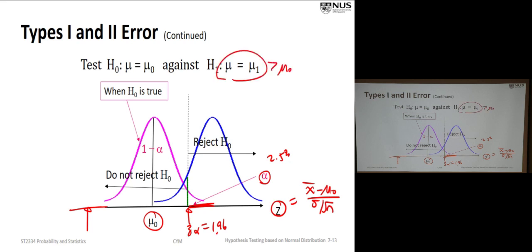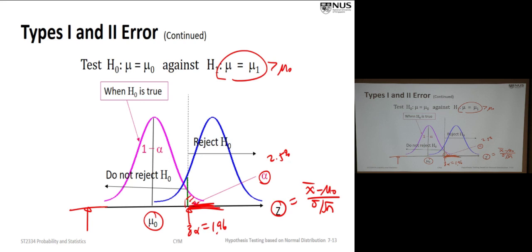This is going to be the mu1 here. So I do not reject the null hypothesis. Only those values here will lead me to make a decision to reject the null hypothesis. The probability of the area up to this point, where we do not reject, is 1 minus alpha, and this part is alpha.